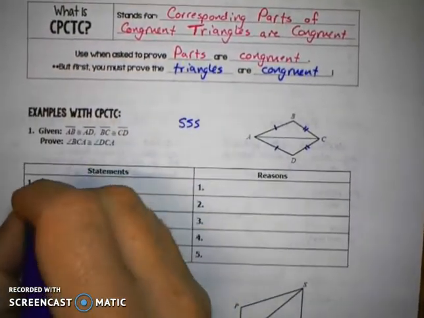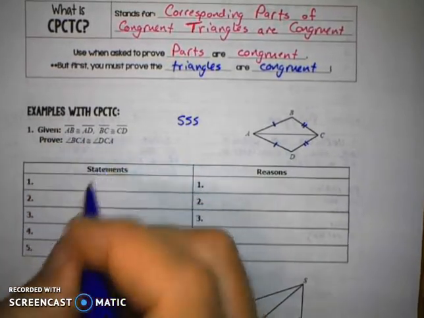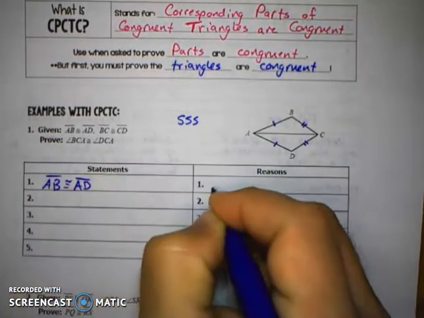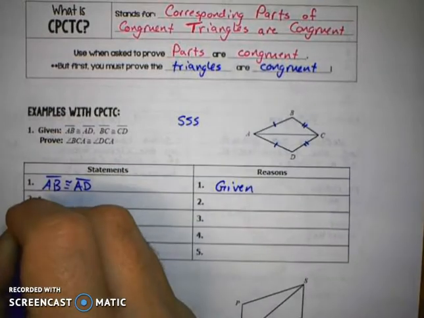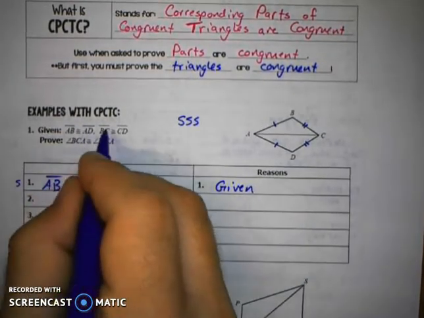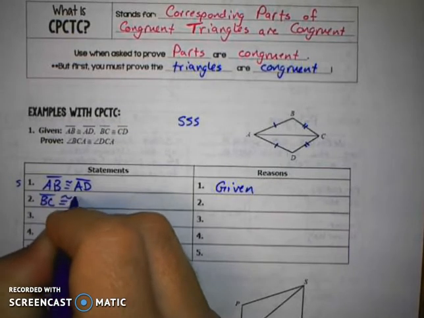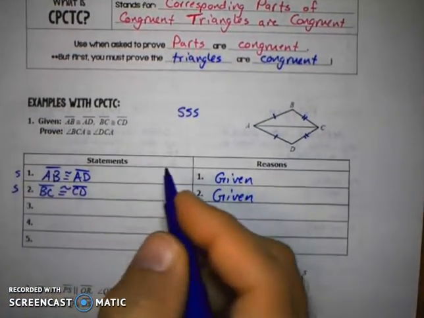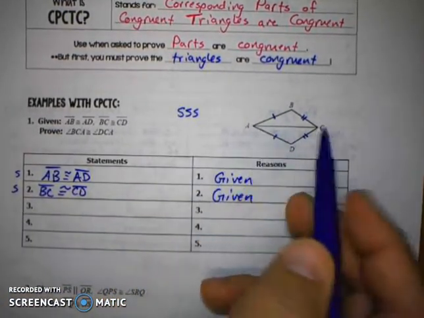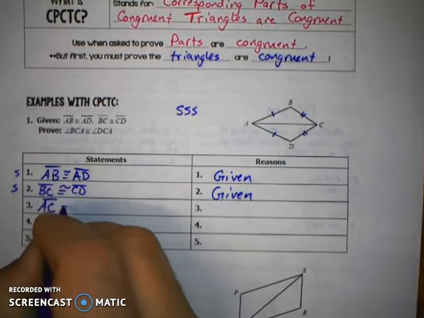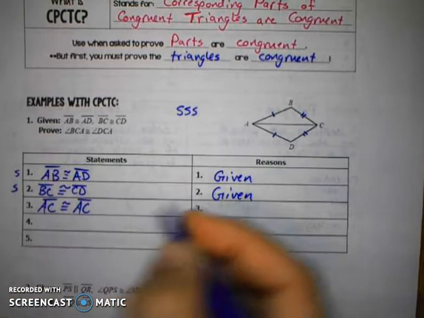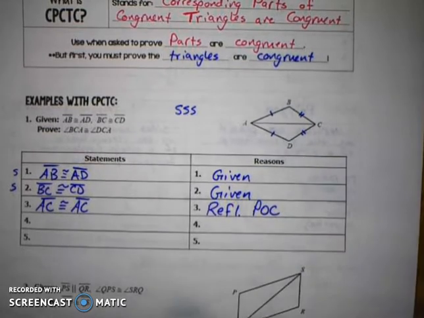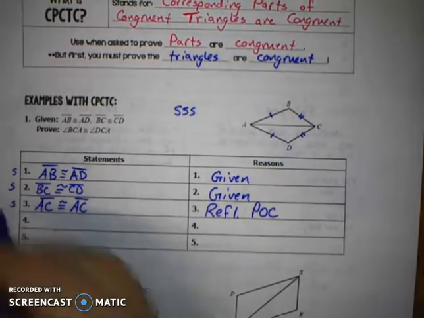So we're going to start with our givens. Remember that in these proofs we state the givens separately. There's a pair of congruent sides. There's another pair of congruent sides from the given information. And then the last pair of congruent sides are the shared side AC. So we say AC is congruent to AC. Anytime you say a side is congruent to itself, you're using the reflexive property of congruence, POC. So that's the other pair of congruent sides.